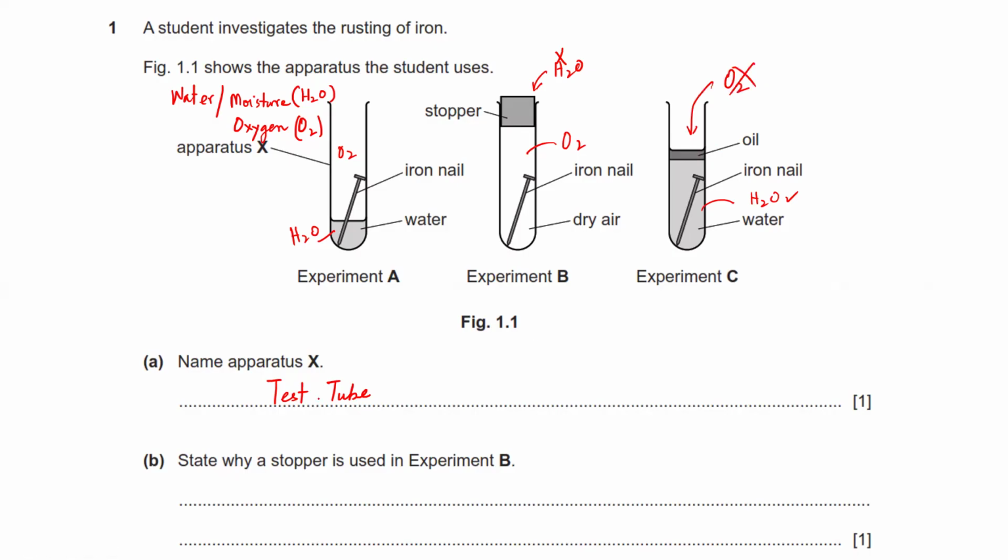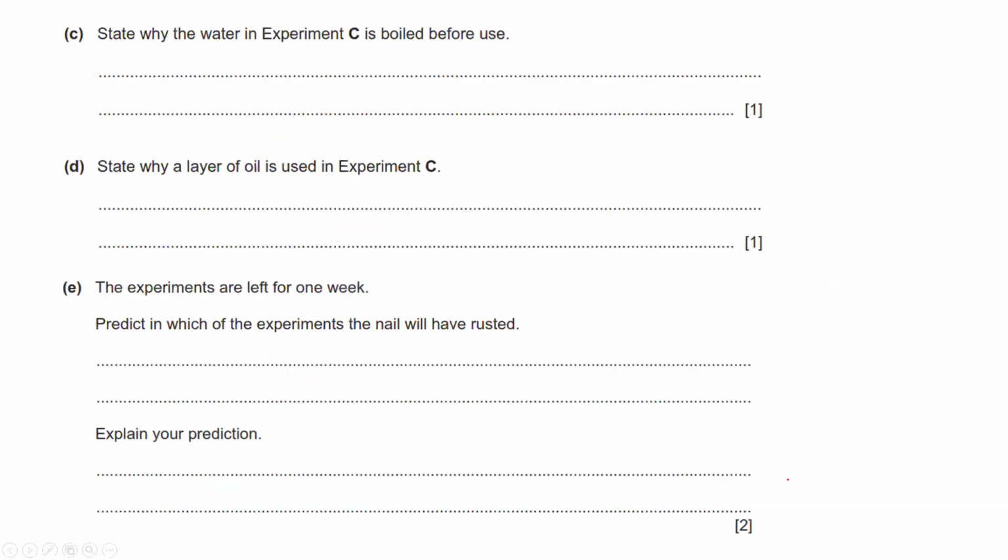It says why the stopper is used in experiment B. The reason for the stopper is to avoid moisture or water going into the test tube. So, to avoid moisture slash water going into the test tube. Okay, so this is the reason for this.